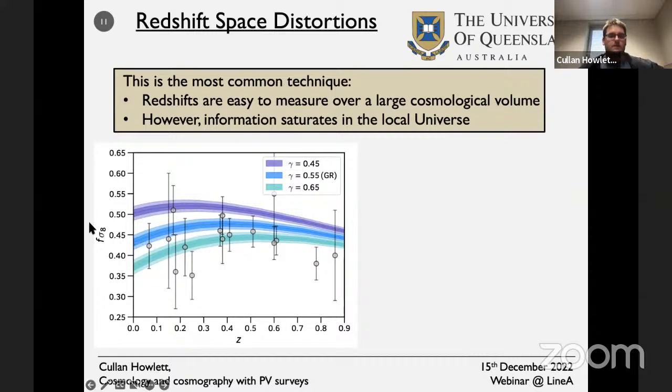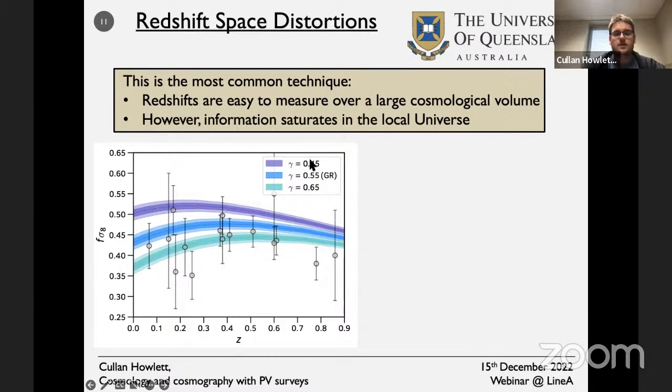Here's an example of some of the measurements of the growth rate of structure, which I've normalized by the sigma 8 parameter, as a function of redshift. These are from many different surveys now. Some of them are independent of each other, some of them are not, so you can't necessarily do a chi by eye fit here.